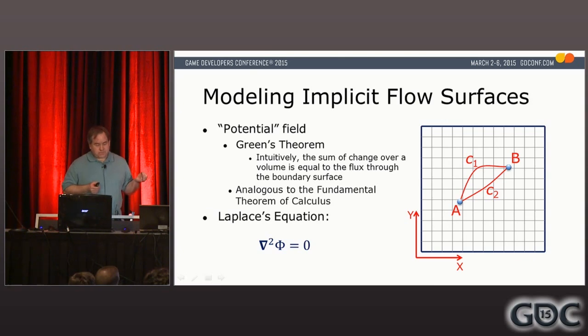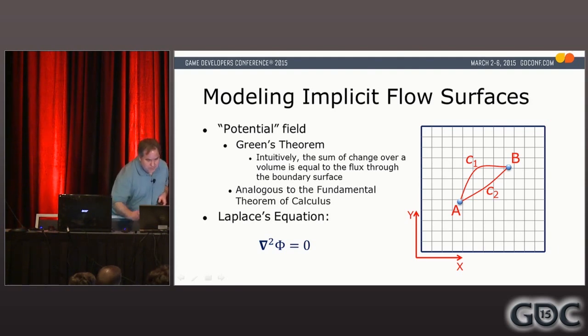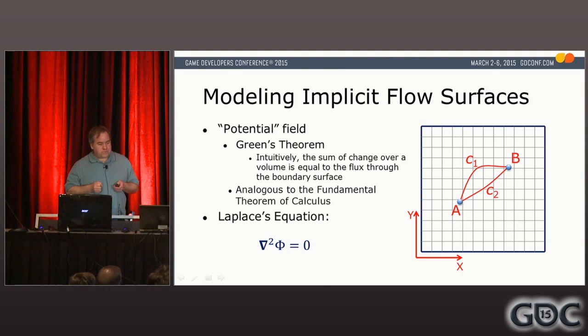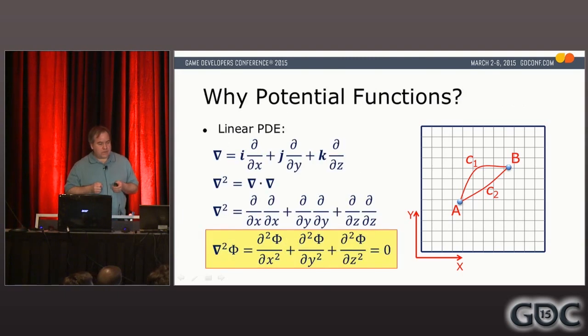It represents basically the potential. The derivative of that represents the velocity at a point. The integral of velocity represents the change in velocity potential from one point to the other. I'm not going to try to explain that too much, but this happens to be a linear PDE, partial differential equation.